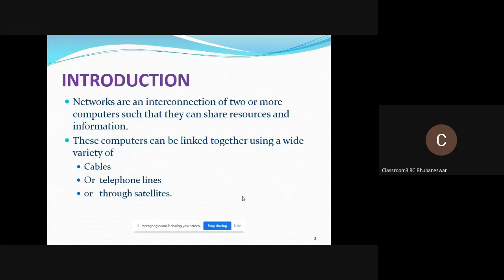The first thing is networks. How do we define a network? A network is an interconnection of two or more computers. If two machines or two devices are connected, and they can share their resources and information, we can say that the two devices are in a network. No doubt, in networks we have to use some link to connect the devices. It may be a cable, a telephone line, or a satellite. Somehow we have to use some link to connect the devices.